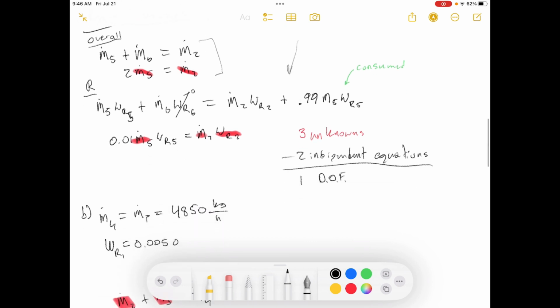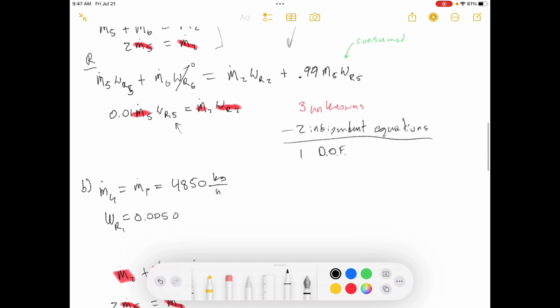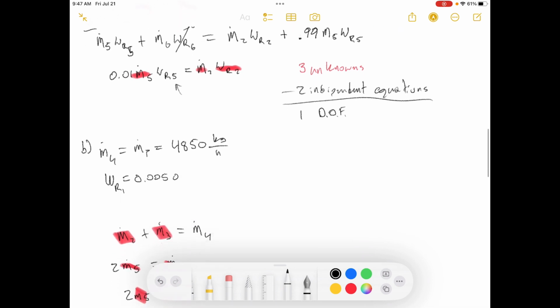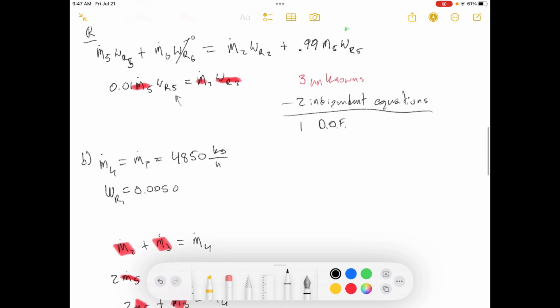I calculated that we only had 1 degree of freedom here. We would have 2 degrees of freedom if we didn't know what the mass fraction was going into the reactor. So we wouldn't know what this value was, so that would be another unknown. Okay, so there are 2 degrees of freedom for both of these processes.